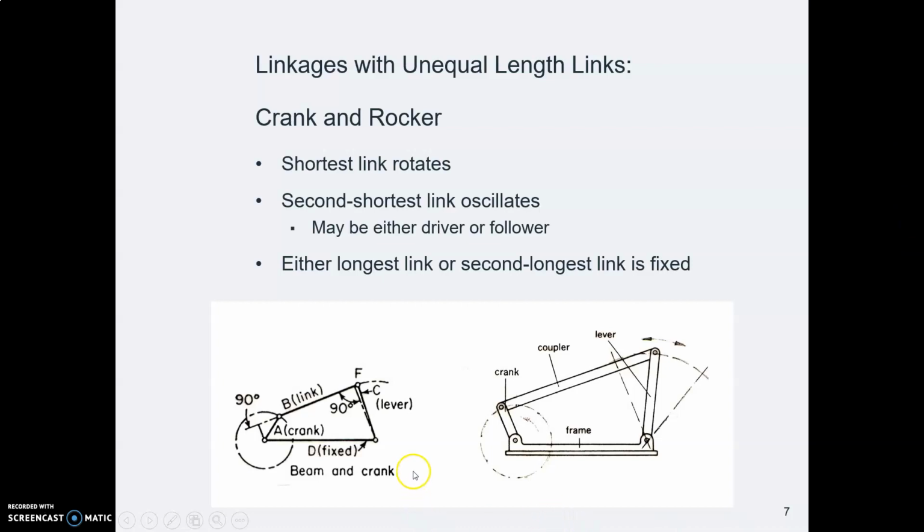If the shortest link and the next shortest length are moving, so the shortest link will be the crank and the follower will be the next shortest link, that's called a crank and rocker. And when you have that kind of proportion, the crank still turns in a full circle, and the follower cannot turn in a full circle. It oscillates back and forth. And again, like in all 4-bar linkages, the crank and the follower are connected by this coupler, this linking rod.